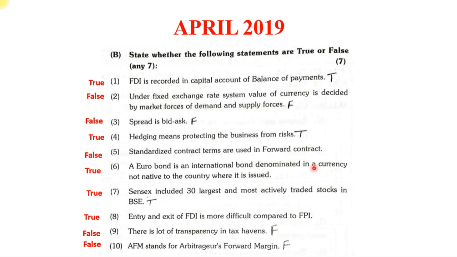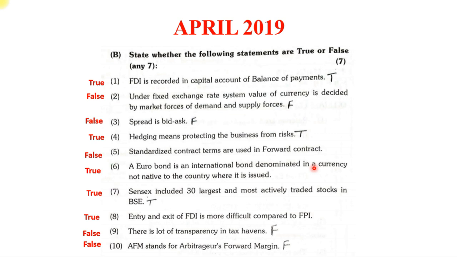Entry and exit of FDI is more difficult compared to FPI is true. There is a lot of transparency in tax havens is false, and AFM stands for arbitrageurs forward margin, which is false. Again, you can go through it and take a screenshot of it. Okay, so this was under April 2019.